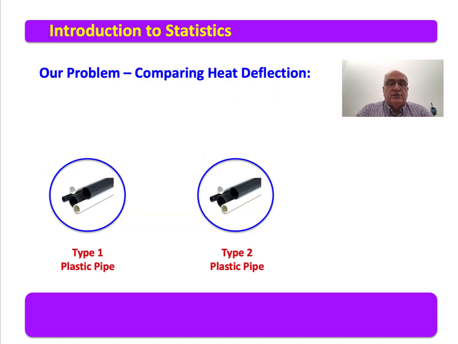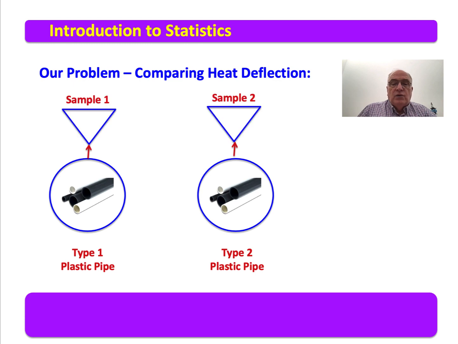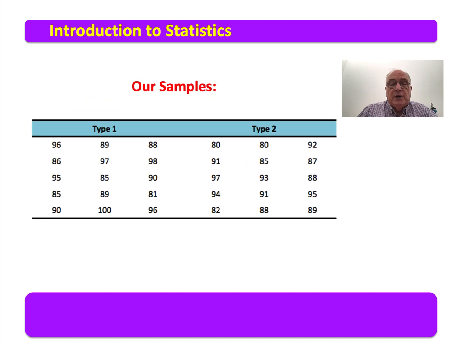Now, here's the good news. Here are the two pipes. They want to know if type 1 pipe has a higher deflection temperature than type 2 pipe. The interesting thing may be brought on by the problem. Maybe type 1 is more expensive than type 2 pipe, and the purchaser wants to know, well, is it better? Does it have a higher deflection temperature that would warrant the increase in cost? Well, the way we handle this is we take a sample of type 1, a sample of type 2, and we compare those two samples to see if there's a difference between the two populations.